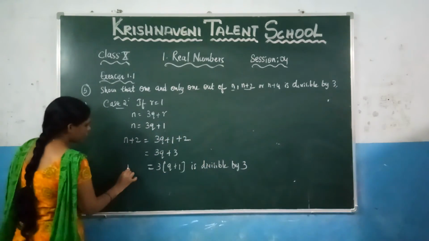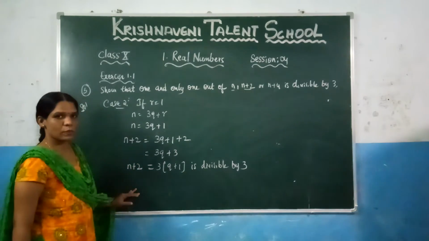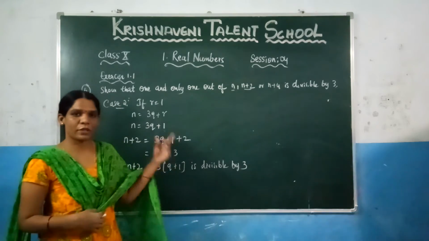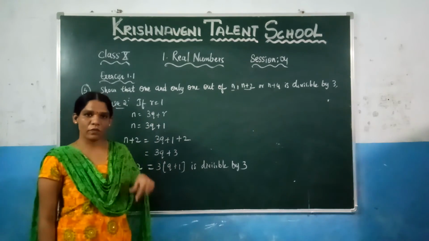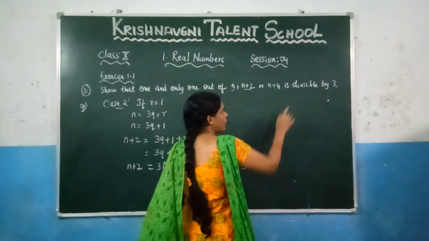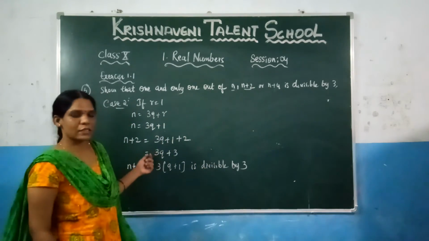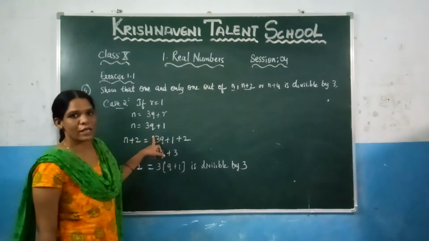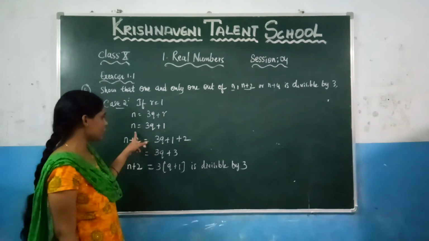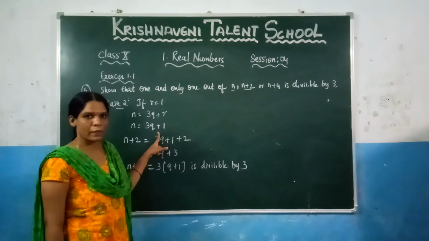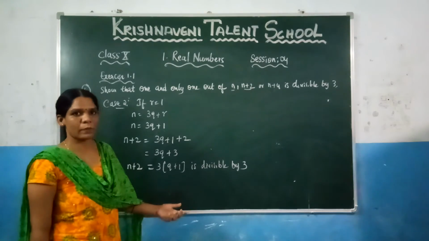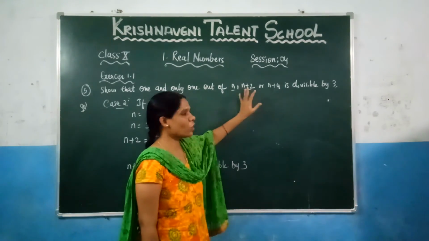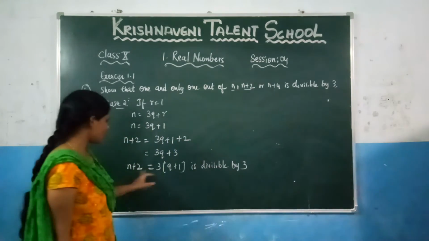So what we got here? n plus 2 is divisible by 3. So we have proved here n plus 2 is divisible by 3. If you take r is equal to 0, we have proved n is divisible by 3. And if you consider the value of r as 1, we got the n value as 3q plus 1. Clearly in this case n is not divisible by 3. Since n is not divisible by 3, we took the other condition, which is n plus 2. Now you got it here n plus 2 is divisible by 3.